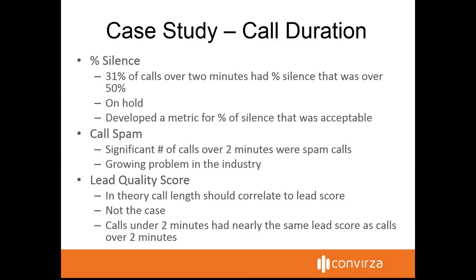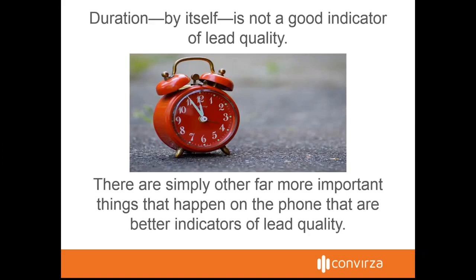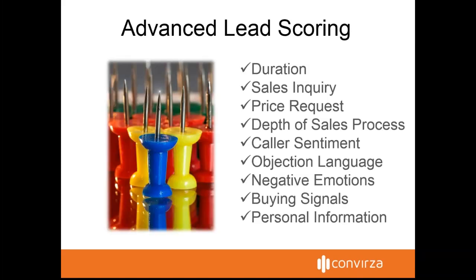Now, there were some deviations in 30-second increments, but long story short is duration had something to do with lead score, but not a ton to do with lead score. And I'll get into that more in a moment. So our thesis here, our whole point, is that duration by itself is not a good indicator of lead quality. There are simply other more important things that happen on the phone that are better indicators of lead quality.